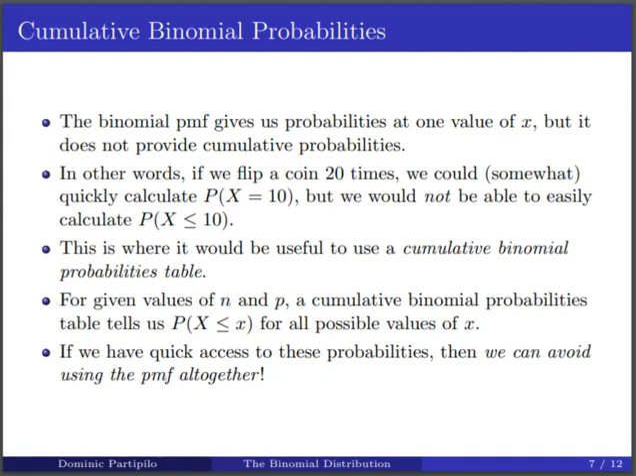So when we use the table, we have to know what n is and we have to know what p is, the two parameters. And then the cumulative binomial probabilities table tells us the probability of the random variable X being less than or equal to x for any possible value of x, which is really nice because now we have quick access to these probabilities. And what this means is we can avoid using the PMF altogether as long as we're allowed to look it up on a table.